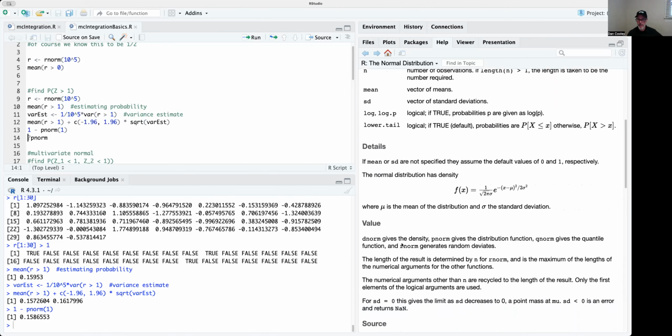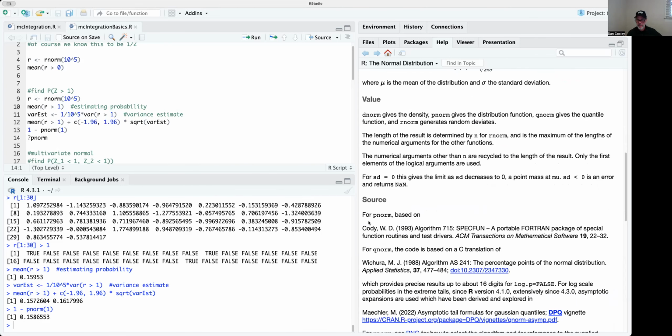And if you look at P norm, the way it's calculating P norm is based on this 1993 paper. So even though this number seems kind of magical, I just typed P norm out. R is doing something similar to what we're doing. It's probably a bit more sophisticated than our Monte Carlo integration, but it has to do something like that.